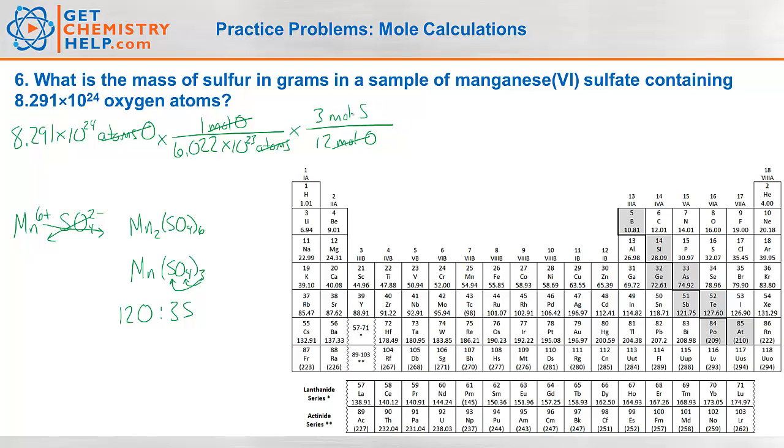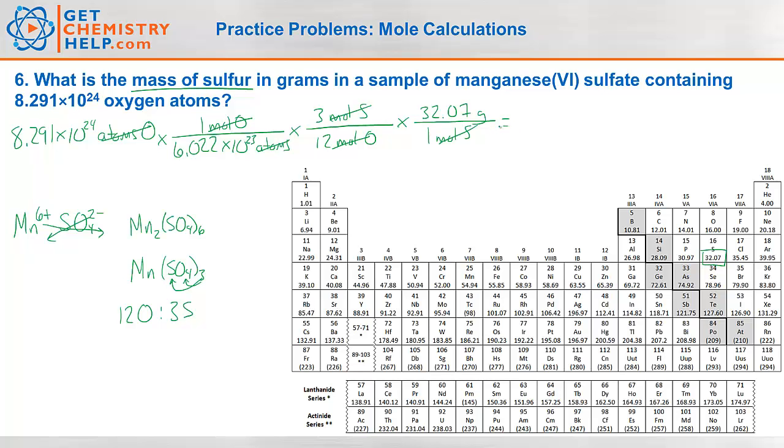Now I'm in moles of sulfur, but I want mass of sulfur. So how do we go from moles to mass? Well, by now we know we always use the molar mass. So just find the molar mass of sulfur. I need grams on top, so moles will cancel on bottom. So 32.07 grams is a mole of sulfur.